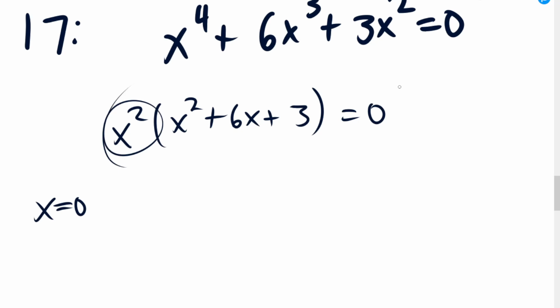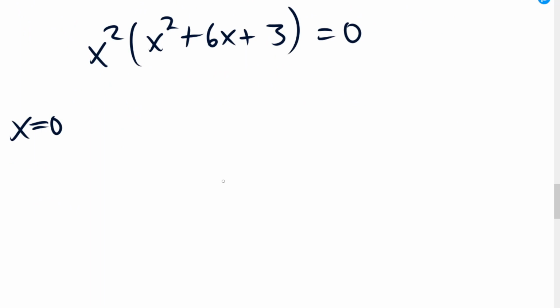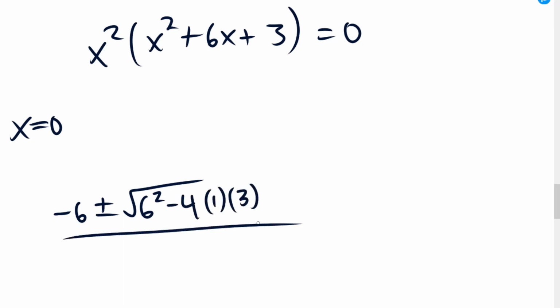Because we've got this x squared in the front, we can ignore that for a minute. I'll do the AC method. 1 times 3 is 3. Uh-oh, looks like we are going to have to factor using the quadratic formula. So we know that our zeros for this are going to be -6 plus or minus the square root of 6 squared minus 4 times 1 times 3, all over 2 times 1.